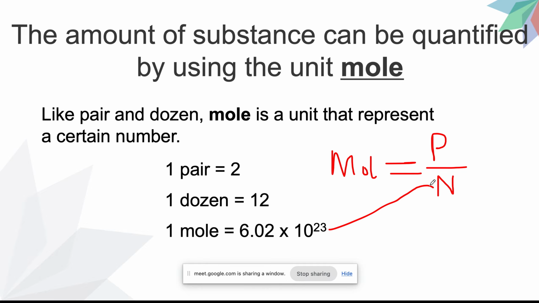So the number of moles, okay, the first formula for mole is the number of particles in any atom divided by the Avogadro's constant. Is that okay? So we move on to the next one.